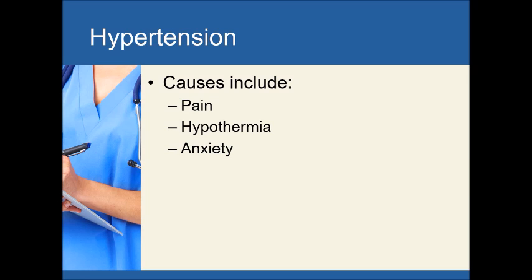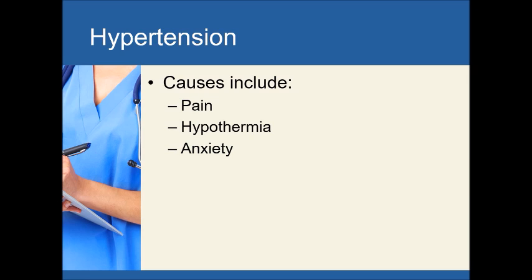Hypertension, or high blood pressure, has three main causes. One is pain. Obviously, pain triggers a sympathetic stimulation and causes tachycardia, hypertension, and puts the body in a state of stress. Hypothermia can also cause hypertension, in the sense that when patients are cold, they tend to shiver and constrict their vessels more. So the constriction of the vessels will lead to a higher blood pressure.